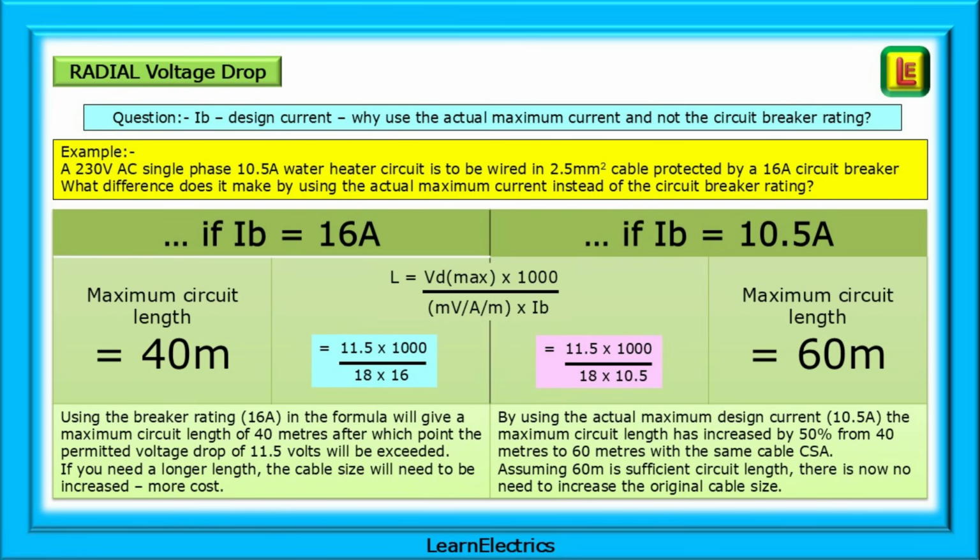So by using the actual maximum design current of 10.5 amps, the maximum circuit length has increased by 50% from 40 meters to 60 meters with the same cross-sectional area. Assuming the 60 meters is sufficient circuit length for the installation, there is now no need to increase the original cable size, keeping cost under control.